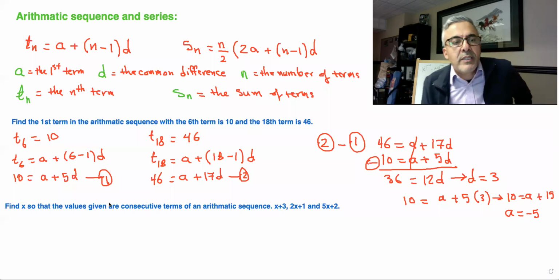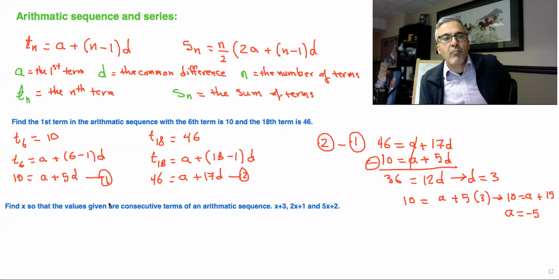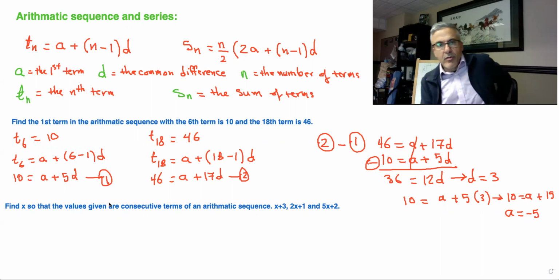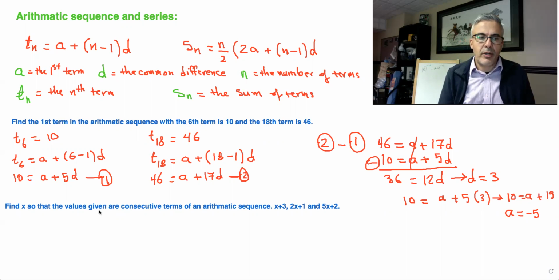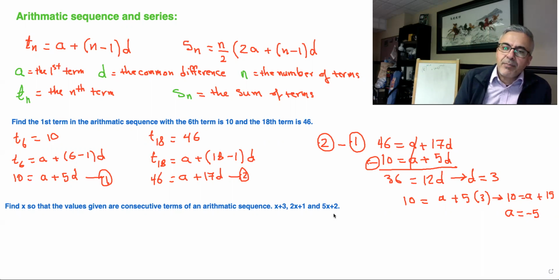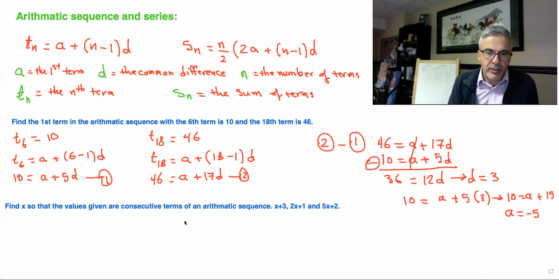So we'll do one more example with the sequences, and then we'll do maybe another involving finding the sum and so on. So here, the next example, find x so that the values given are consecutive terms of an arithmetic sequence. So T1 is x plus 3, T2 is 2x plus 1, and T3 is 5x plus 2, since they told us that those are 3 consecutive terms.